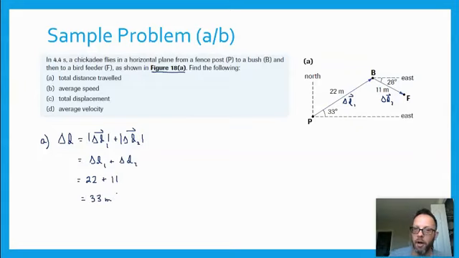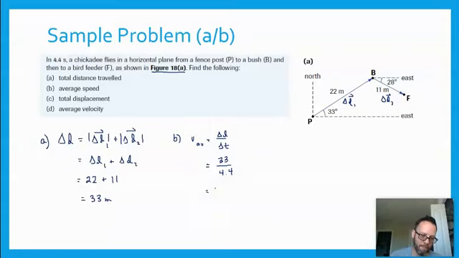So really not a lot going on there. 22 meters from post to bush, 11 meters from bush to bird feeder. And if we know the distance, we can find average speed. Average speed is distance over time. 33 meters, in our time, we did have in seconds, 4.4. So this will spit out our average speed in meters per second.